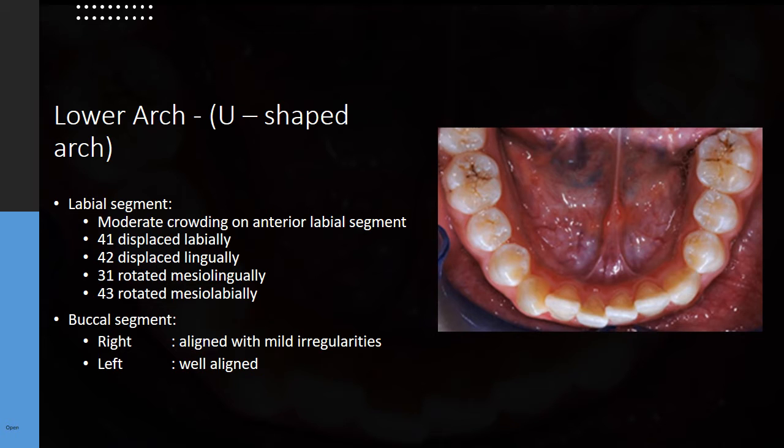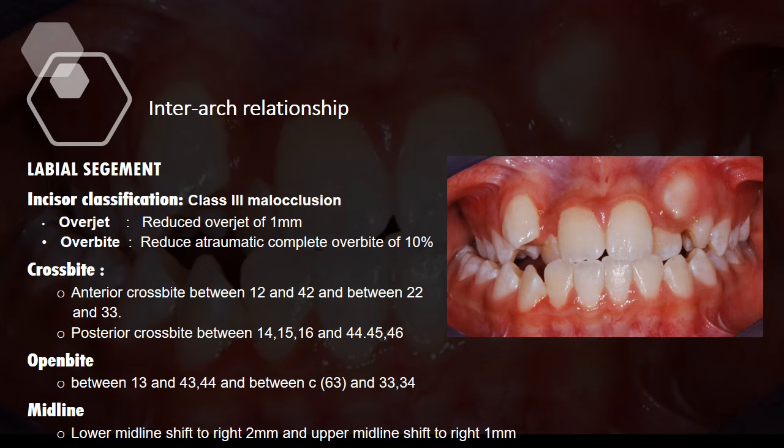For the lower arch, the arch is in a U shape. For labial segment, there is a moderate crowding on anterior labial segment. 4-1 displaced labially, 4-2 displaced lingually, 3-1 rotated mesiolingually and 4-3 rotated mesiolabially. For buccal segment, the right is aligned with mild irregularities and the left side is well aligned.